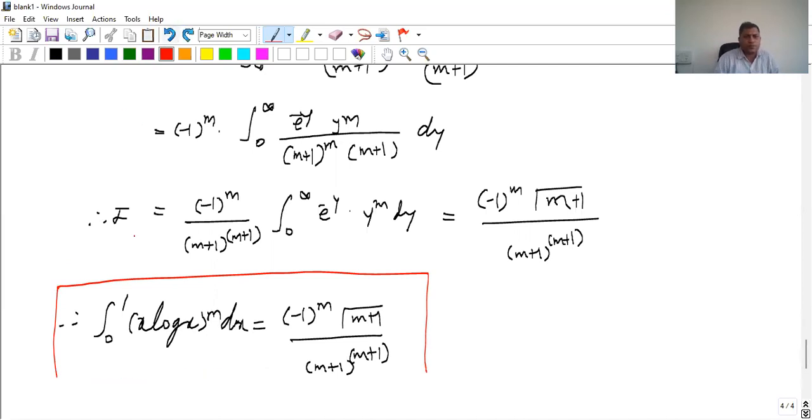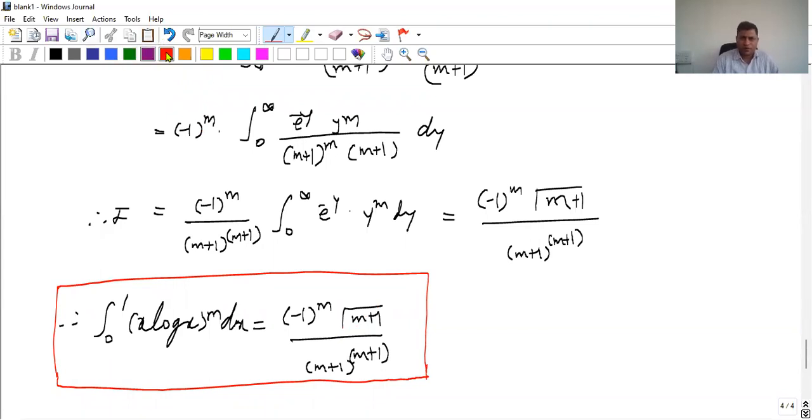Sir, this answer can be written in more forms, no? Okay, how can you write this? Like gamma of m+1 can be written as m factorial. Yeah, that is always possible. Gamma of n+1 can be written as n factorial. Okay, that's true. But here we don't know what m is. m is going to be an integer or not. So let it be as it is. Got it?